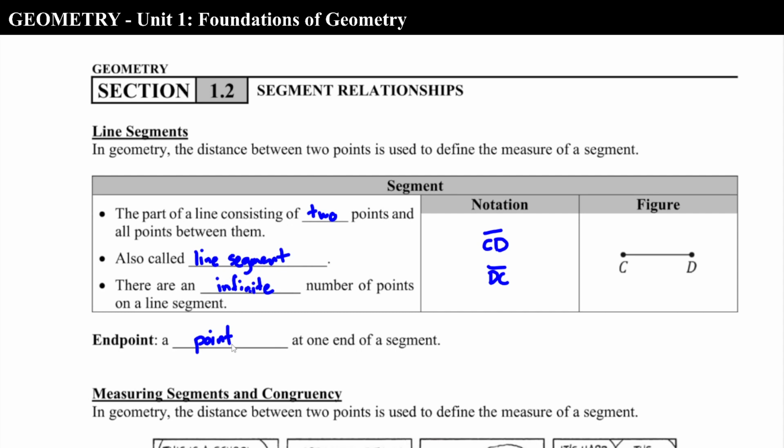So now that we have a little bit of the knowledge of what a line segment is, much of the rest of the section is going to focus on how we work with line segments and how we use line segments to find things.